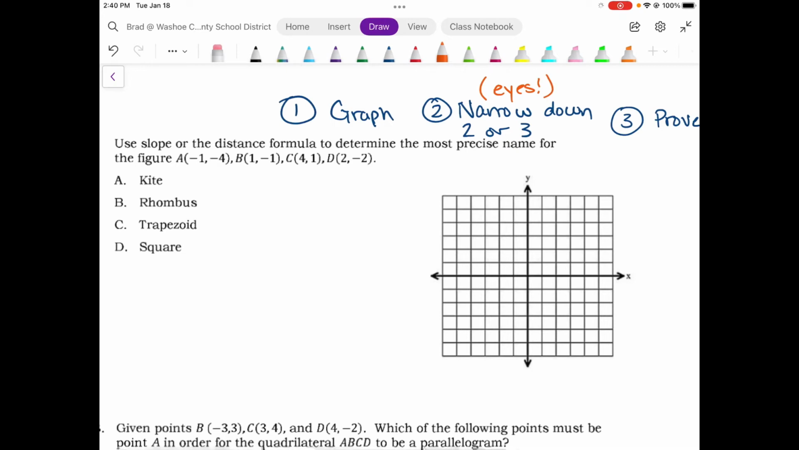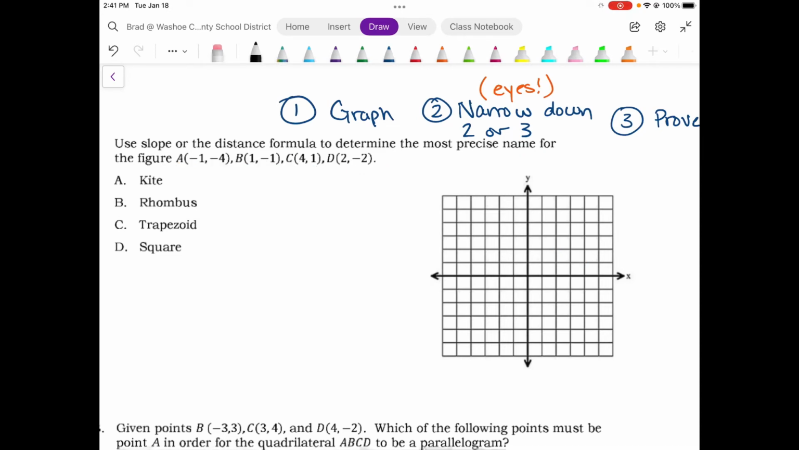Because that is your best helpful way to get started. All right, so I'm going to plot these right here. So D is 2, 2. And then C is 4, 1. And then B is 1, negative 1. And then I have -1, -4. 2, 3, 4. I did something wrong here, sports fans. Let's figure out where I went wrong, because that doesn't look like any of those shapes.